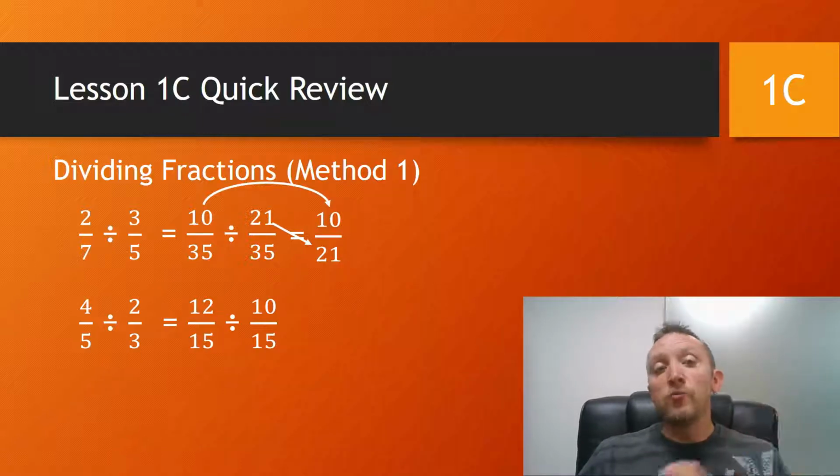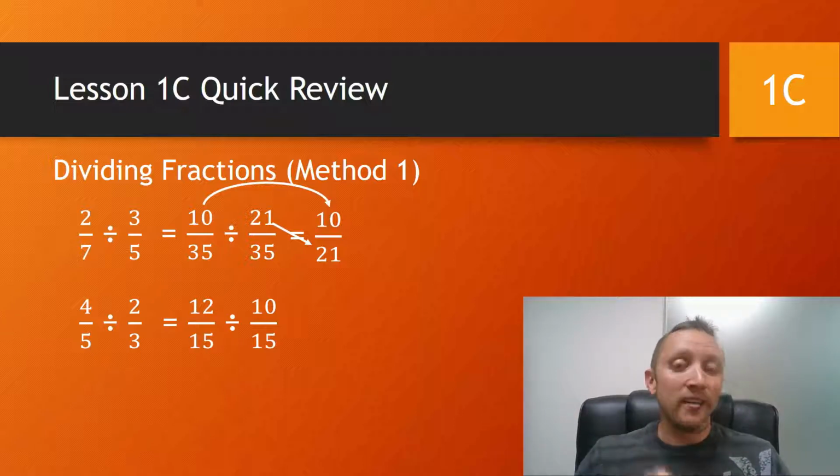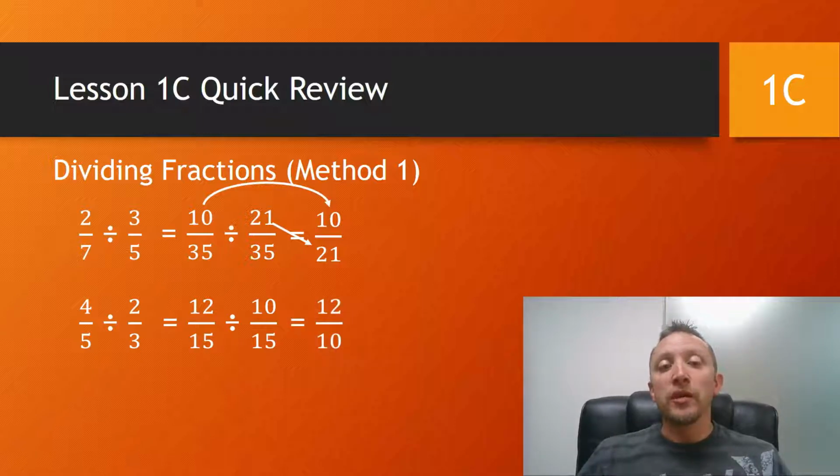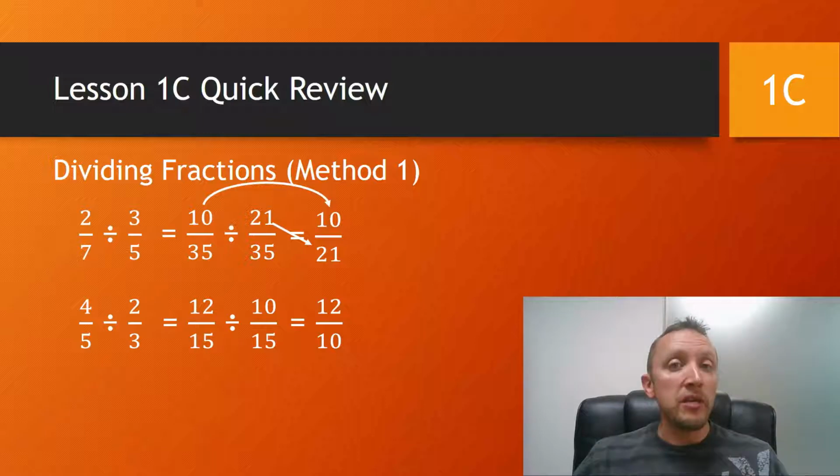So again, we're going to take the numerator from that first fraction to be the numerator for our answer. The numerator from the second fraction is going to be the denominator for our answer. So we'd end up getting 12/10. Do you notice something about this fraction? Hopefully you recognize that these are both even numbers and this can be reduced. So 2 goes into both 12 and 10 evenly to give 6/5.